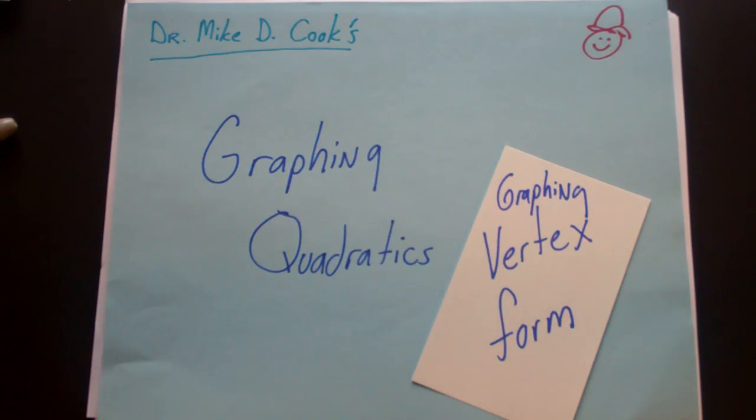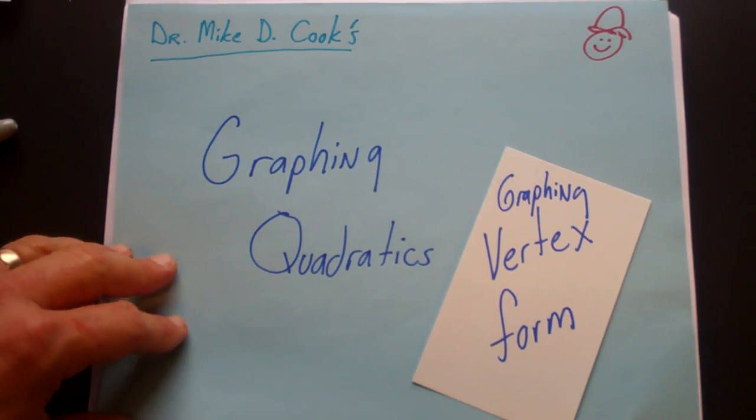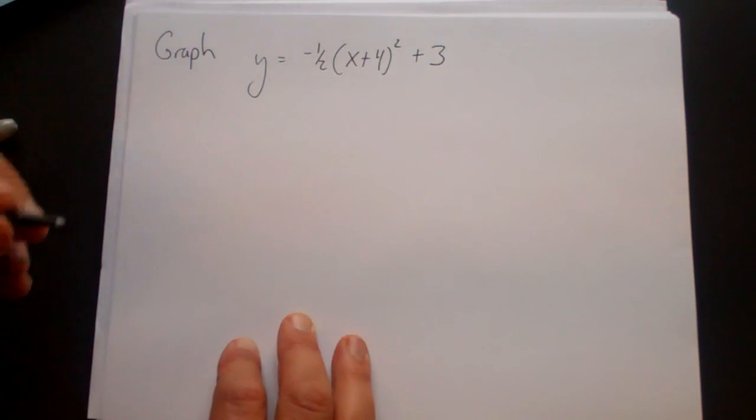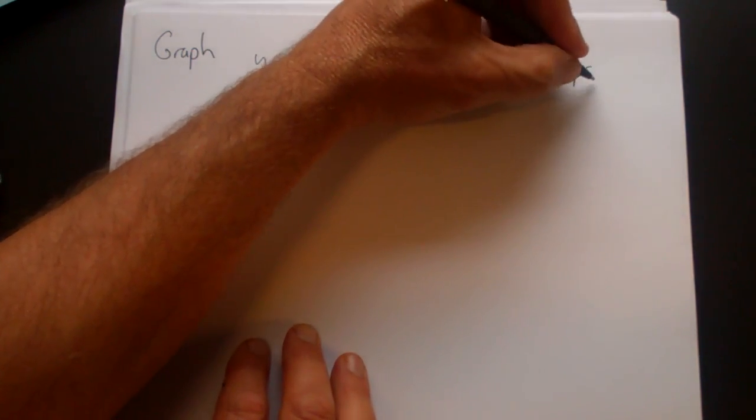In this video, we're going to continue studying graphing quadratics by looking at how to graph quadratic functions when they're written in vertex form. So this might be a problem right here. It might say graph y is equal to minus 1/2 (x plus 4) squared plus 3. And the steps of this are fairly straightforward.